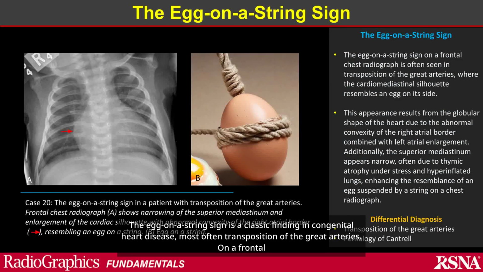The egg on a string sign is a classic finding in congenital heart disease, most often transposition of the great arteries. On a frontal chest radiograph, the heart appears globular, resembling an egg lying on its side. The mediastinum above the heart is unusually narrow, producing the impression that this large cardiac silhouette is suspended by a thin string. This appearance results from abnormal convexity of the right atrial border combined with left atrial enlargement, while thymic atrophy and hyperinflated lungs accentuate the narrow superior mediastinum.